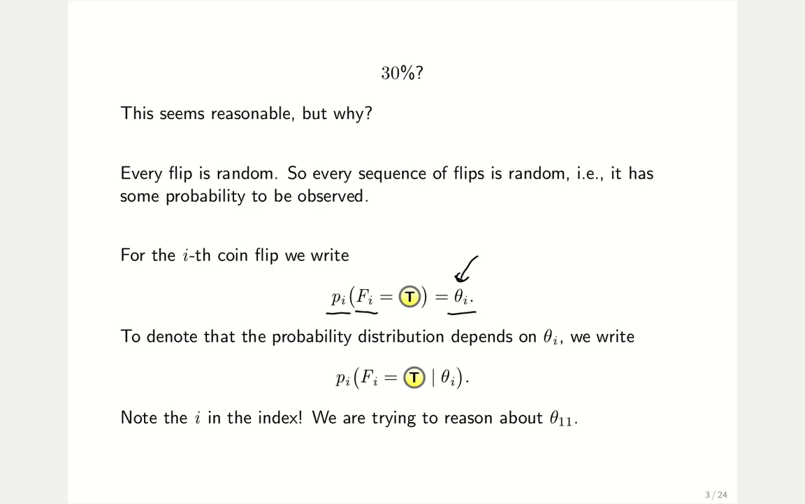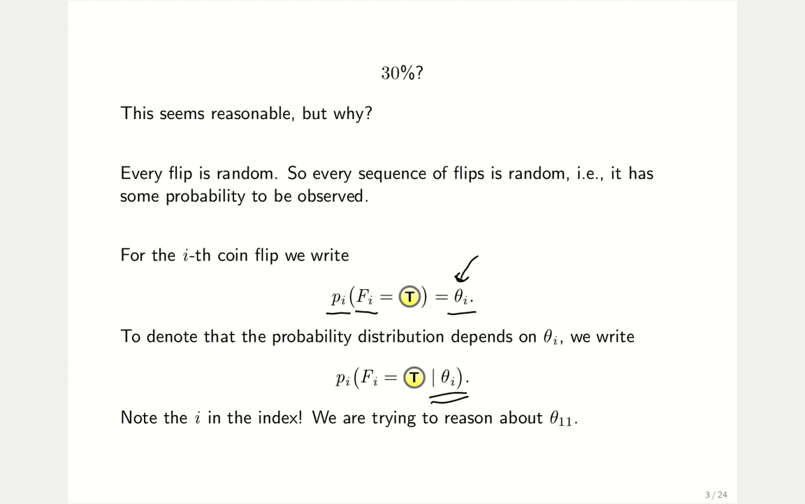And in order to highlight this, there's another notation we're going to use very often, not just in this video, but also in the upcoming videos, which is that we put this unknown parameter in there as a condition, in order to say, okay, this probability of the flip i showing up tails depends on this parameter theta_i.